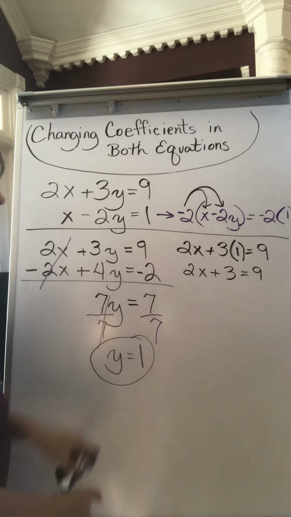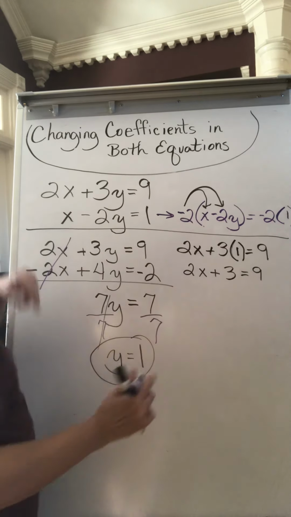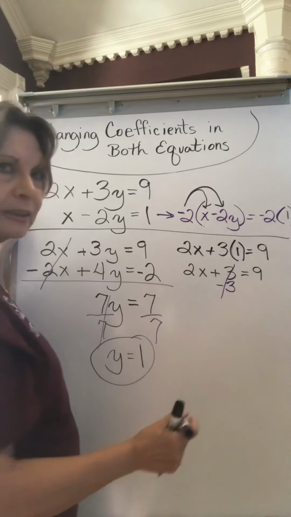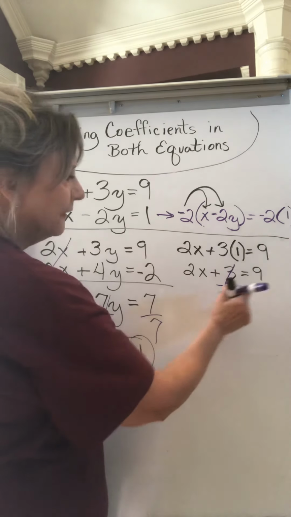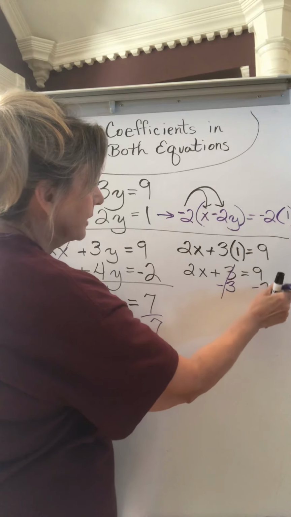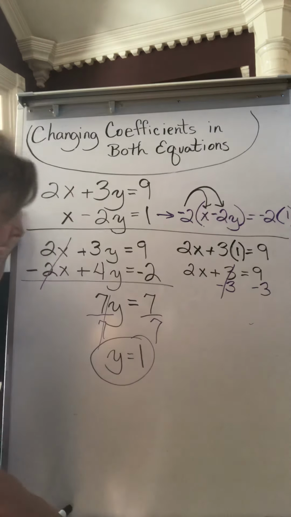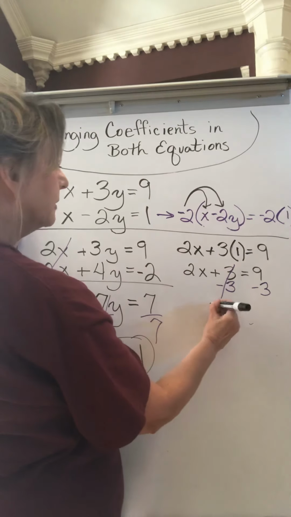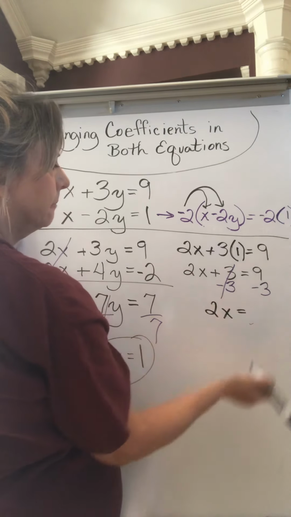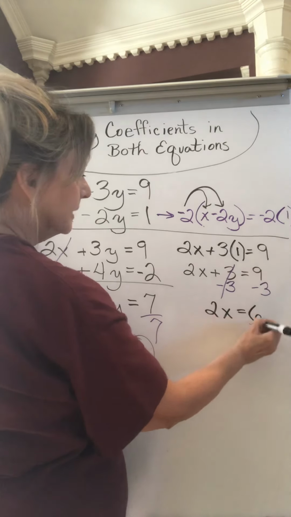Next step, get rid of that plus 3. If I subtract 3, it's gone, right? But if I subtract 3 on this side, I've got to hop over that equal sign and subtract 3 from the other side also. So I have 2x equals 9 minus 3 gives me 6.